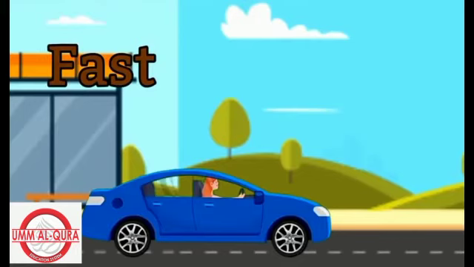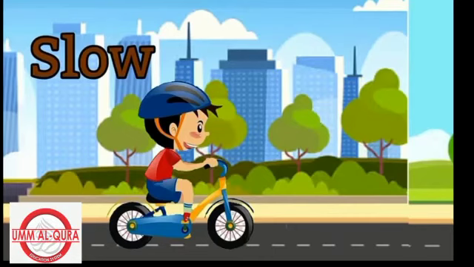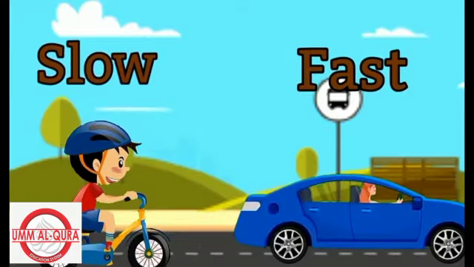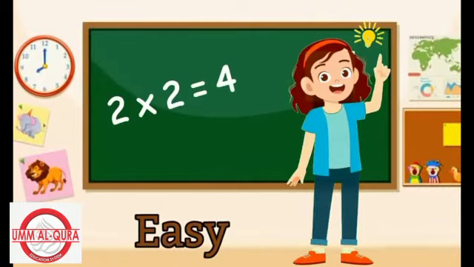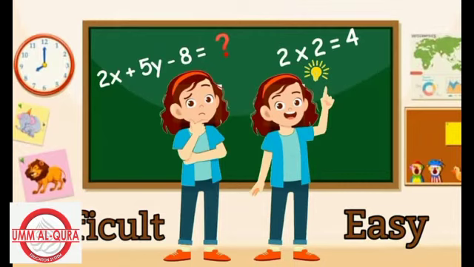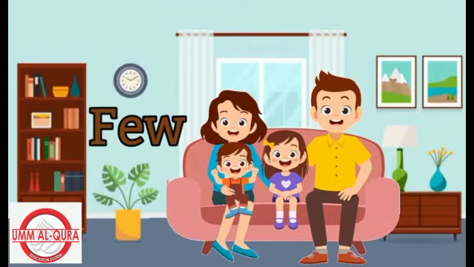The car is going fast. The bicycle is going slow. Slow, fast. This sum is difficult. This sum is easy. Difficult, easy.